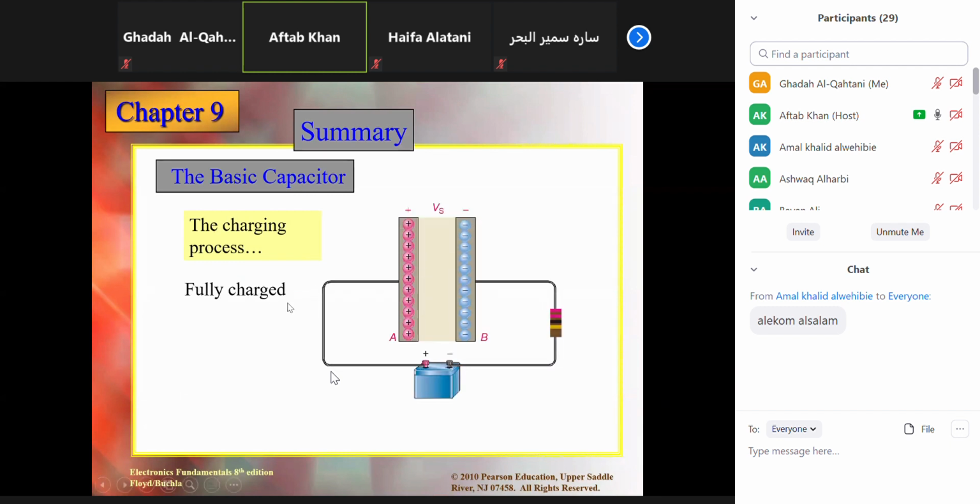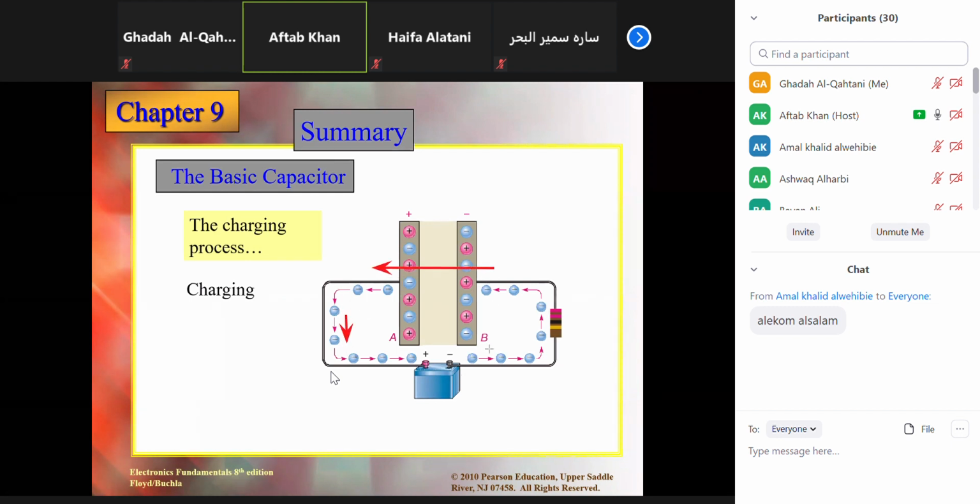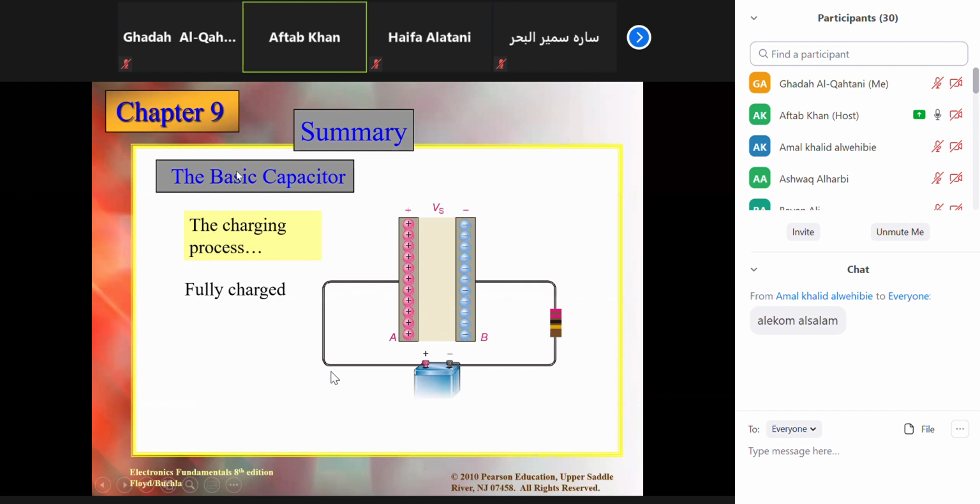So when it's fully charged, what will happen? There is a wall of positive charges here and a wall of negative charges here. So what will happen now? Further, it will not allow the current to cross through it. Initially, the current was flowing this way, it was allowing current to flow. That's why it is there in the outer circuit. Otherwise, if there is no complete path, there will be no current flow. But it was flowing because it was initially uncharged. Once it is charged, it will stop the further flow of current.